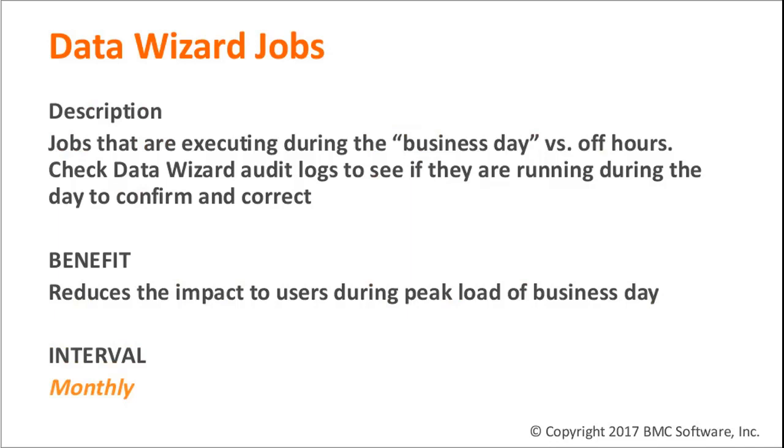And on a monthly basis, we suggest that you review the Data Wizard's View Audit Log. Within this audit log, you can see who ran the job and at what time. And if you happen to notice somebody constantly running a job during peak business hours, you can reach out to that person and let them know, hey, when you run these during the day, it's going to really impact performance. So it's just something to check on a monthly basis to make sure you're adhering to the non-peak business hours.